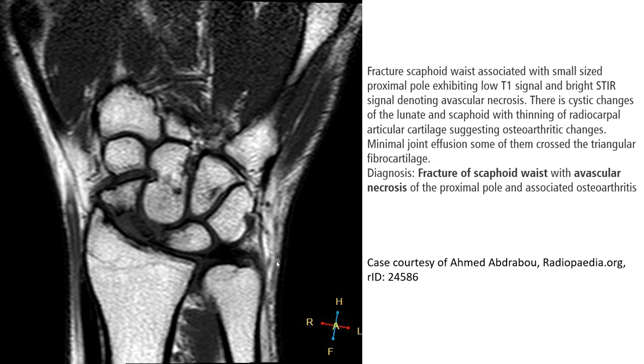There is change of the lunate and scaphoid with thinning of the radiocarpal articular cartilage suggesting osteoarthritic change. Minimal joint effusion is seen, some of it across the triangular fibrocartilage. This is a case of scaphoid fracture with avascular necrosis.